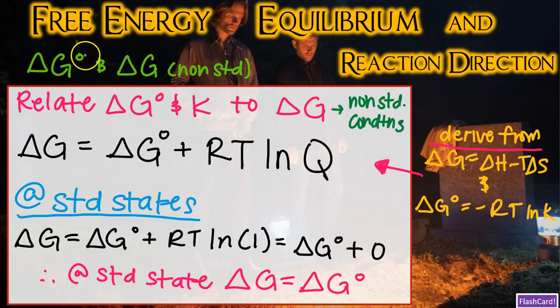When you have a delta G that's not in its standard state, you will not see the degree symbol. Essentially, we're going from delta G naught to delta G, and we need to figure out an expression that's going to help us with that. How do we find that expression? Well, the derivation process is very long. I'm not going to put you through it.